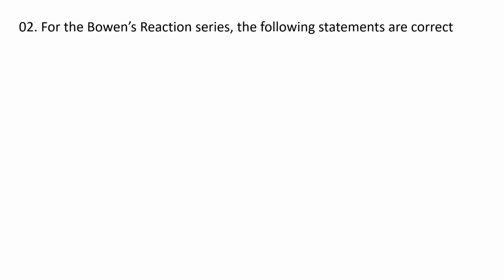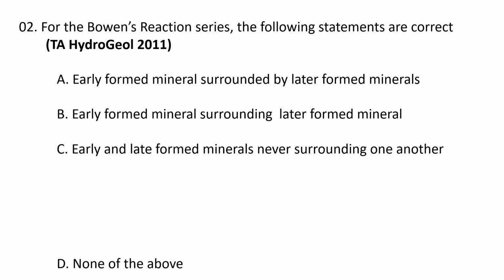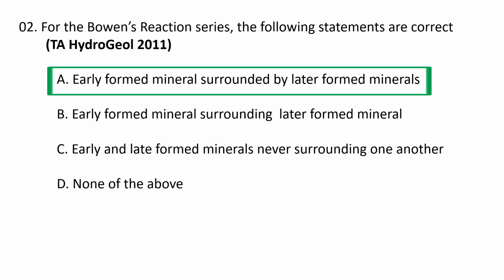Next question. For Bowen's reaction series, the following statements are correct. A. Early formed mineral surrounded by later formed minerals. B. Early formed mineral surrounding later formed mineral. C. Early and late formed minerals never surround one another. D. None of the above. In Bowen's reaction series, early formed minerals surround the later formed minerals because the early formed minerals settle out of the magma, and this process is called fractional crystallization.